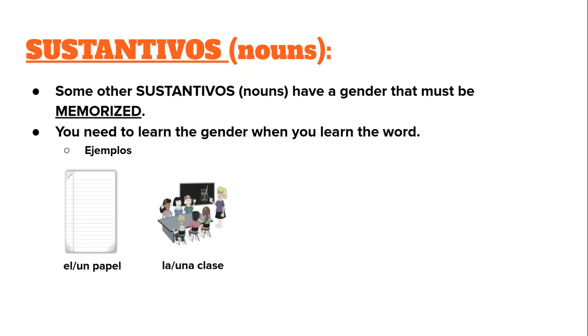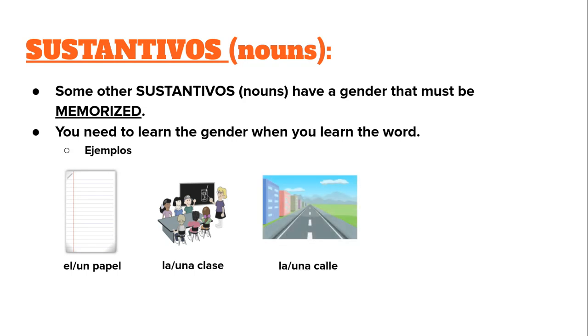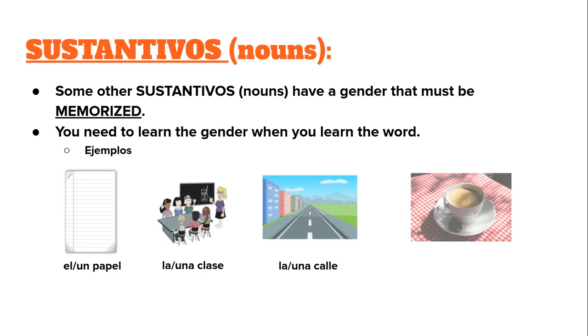Clase, la clase or una clase. In this case, the noun is a feminine noun. Calle, this is la calle or una calle. This is a feminine noun. Or café, el café or un café. This is a masculine one. So as you can see, three of these nouns end with the letter E, but only one of them is a masculine noun. Again, you need to memorize these nouns.